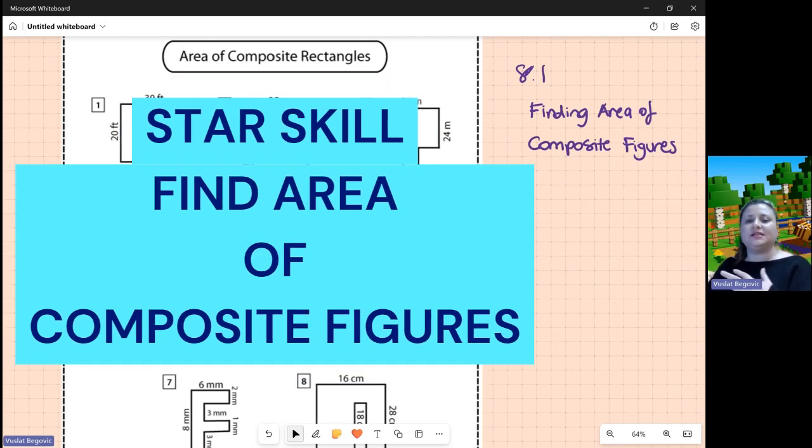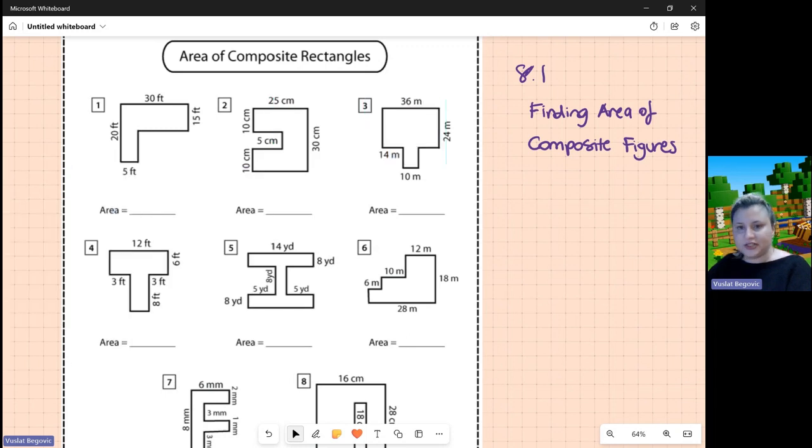Composite figures means it's not just one shape. Sometimes they call them irregular shapes, but irregular shapes and composite figures are different. Composite figures you can measure. They are a combination of 2 or 3 shapes. However, with irregular shapes, there is no regularity. For instance, these are all composite ones that you can see here. But a shape like this is an irregular shape.